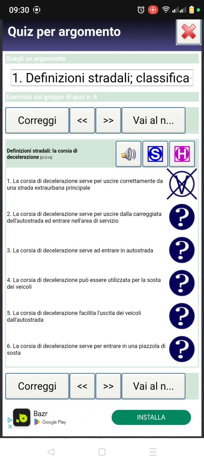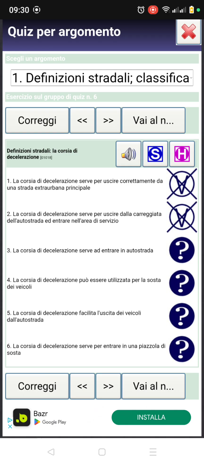Number 2. La corsia di decelerazione serve per uscire dalla carreggiata di autostrada ed entrare nelle aree di servizio. Yes, it's very, very true. So the corsia di decelerazione, the exit lane, serves to exit the carriageway of the autostrada and to enter into the service area. So you will use the exit lane to enter into the service area. Yes, correctly. It's very, very true.